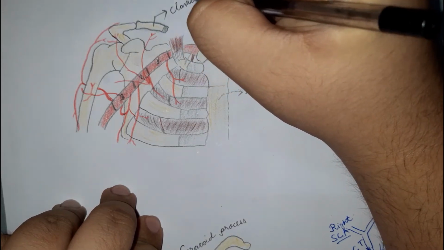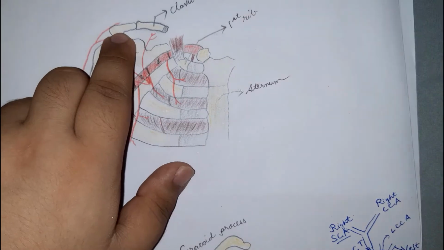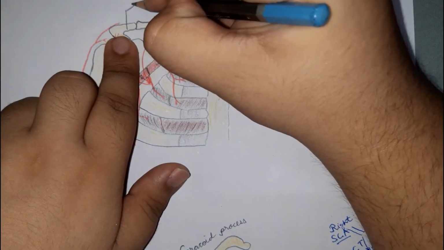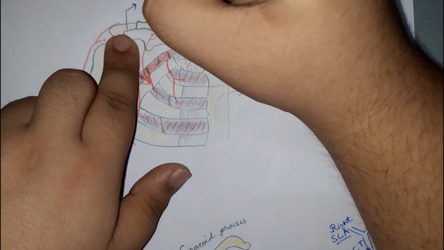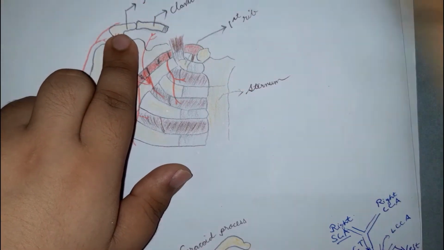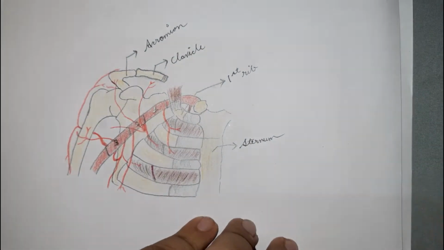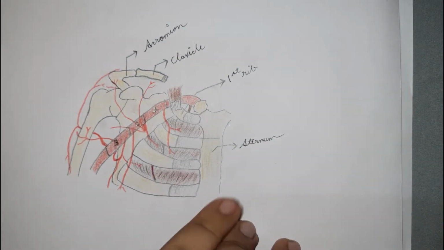So this is the acromial process over here. Let's quickly label that as well. This is the acromion. Okay, it has gone out of frame. Okay, now let's get on with the real deal.